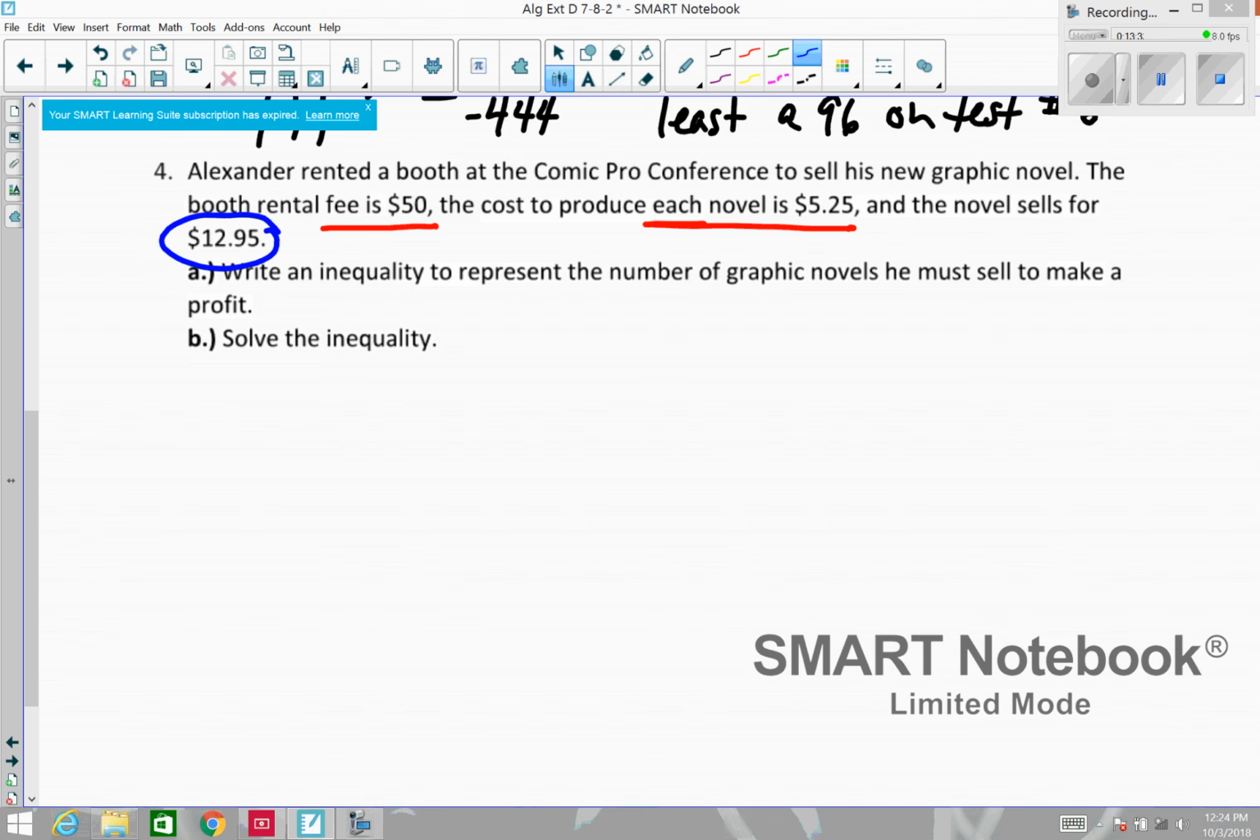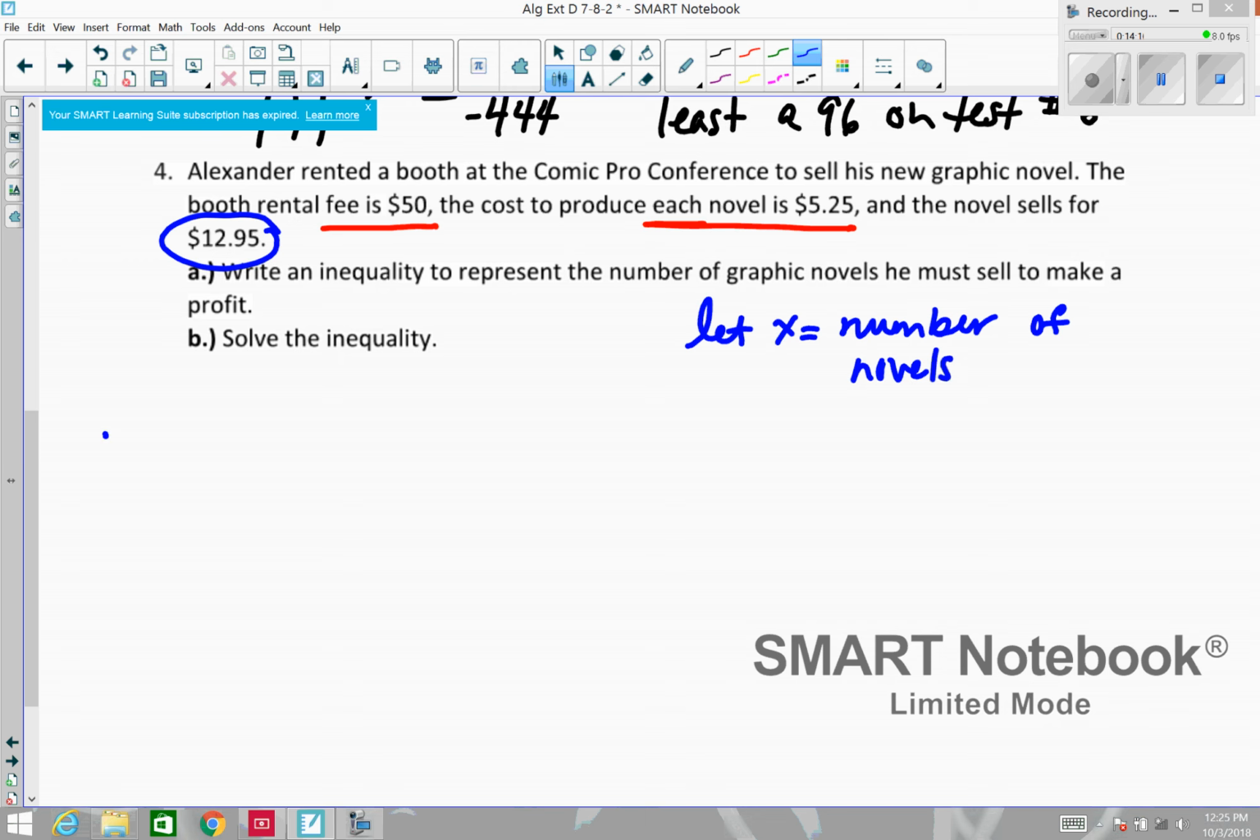So we're going to write an inequality to represent the number of graphic novels he must sell in order to make a profit. In order to make a profit, that means he needs to get more money in than he spends in his costs. We are going to let x equal the number of novels. And that x is going to be multiplied in 2 places. One by the amount that it costs him to make each novel as part of the expenses, and once by the $12.95 to show us how much money he's going to get in.